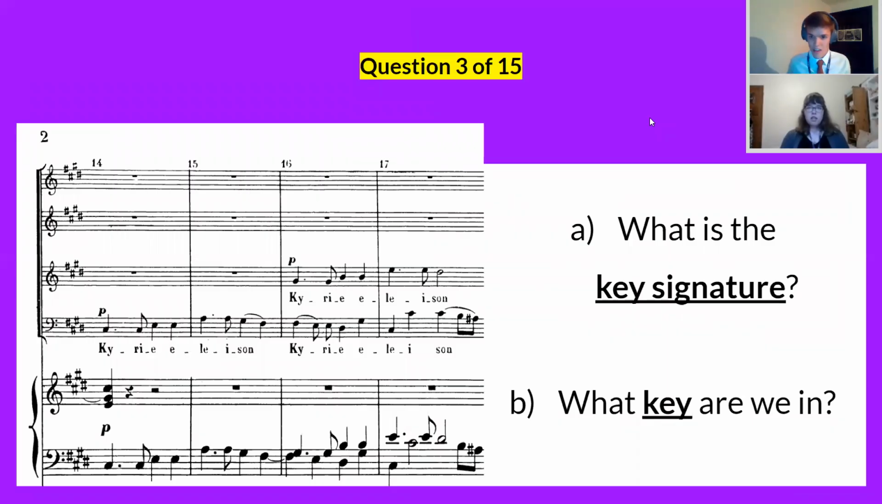Question number 3. So firstly, what is the key signature? So just spell it out very literally. And what key are we in? So 2 parts to that.